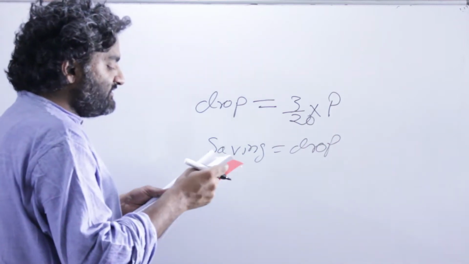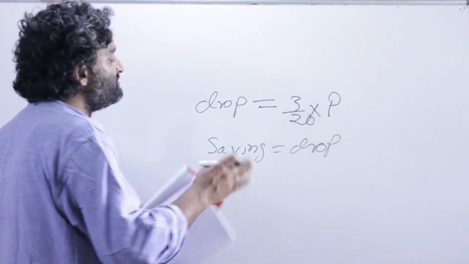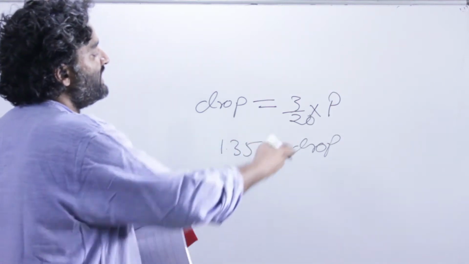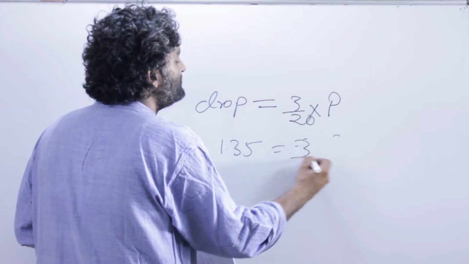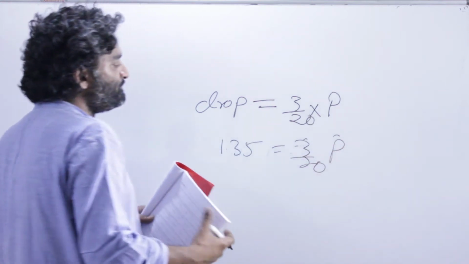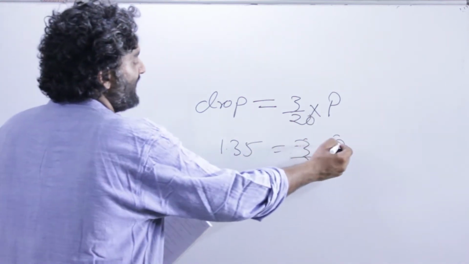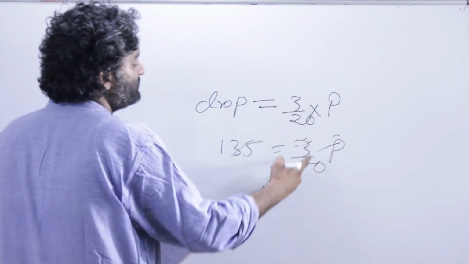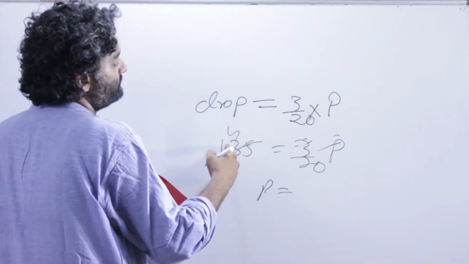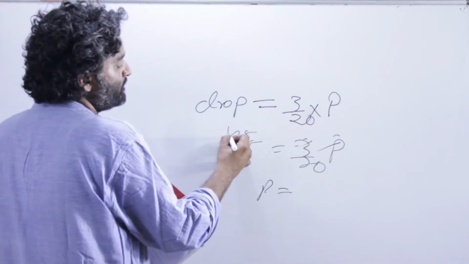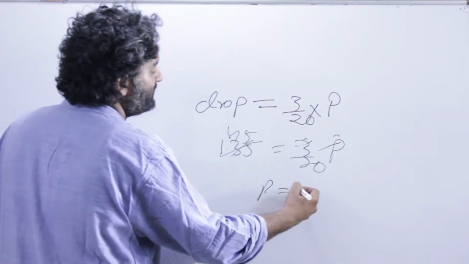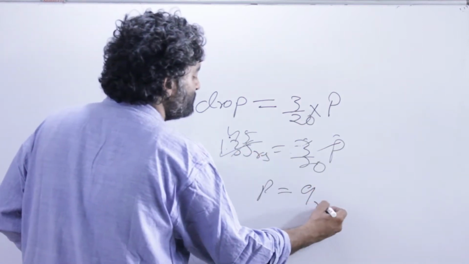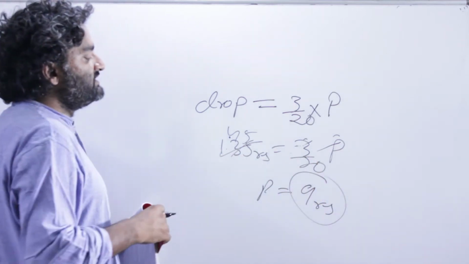Now the saving is given as she was able to save 1.35 rupees. So the drop is 1.35 rupees, and I know this 1.35 is 3 by 20 of the price. I solve this. What do I get? Price is equal to... and 20 into 0.45 would be 9. This was in rupees, so this would also be in rupees. So the price of the chocolate was 9 rupees.